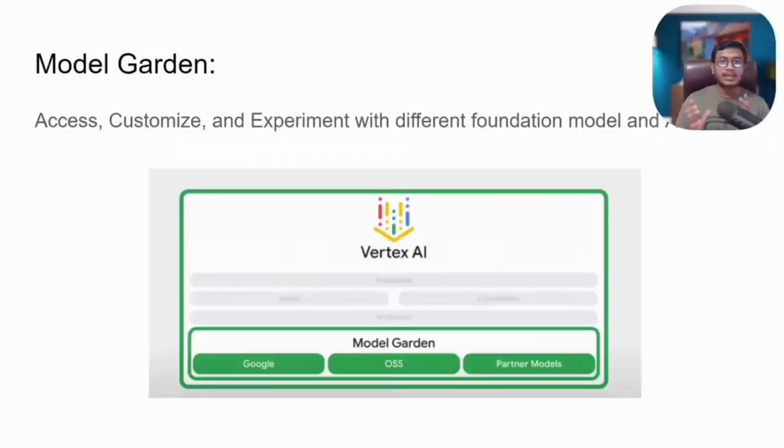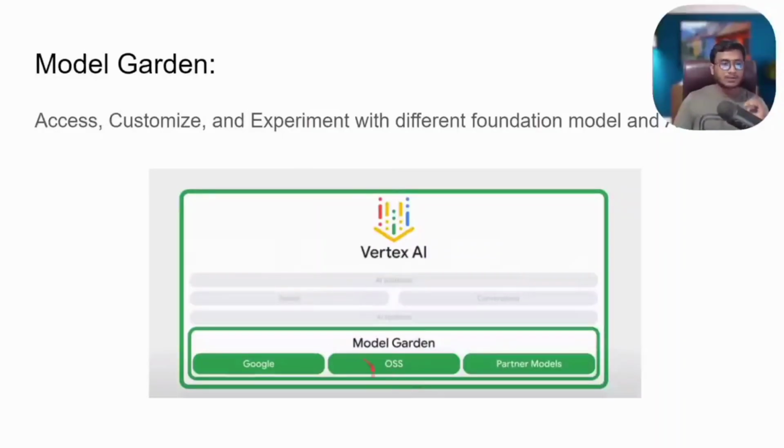Then they introduced something called Model Garden. So what is Model Garden? Here you can access, customize, and experiment with different foundation models and their APIs. That means what Google did, they introduced one platform called Vertex AI. Vertex AI has been a platform at Google for a long time. This platform is available in Google Cloud, but we used it only to perform MLOps operations. But whenever this generative AI came, they updated Vertex AI and introduced something called Model Garden. That means inside Vertex AI, you have one Model Garden. Inside Model Garden, you have all kinds of Google models. Whatever models Google has published, you will get all the foundation models in the Model Garden.